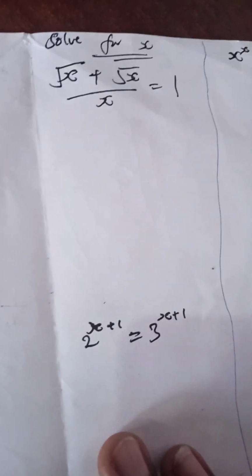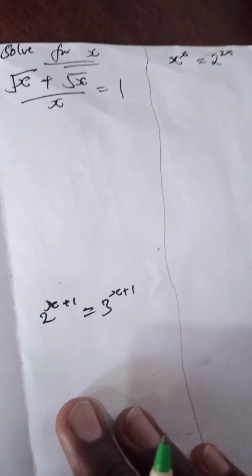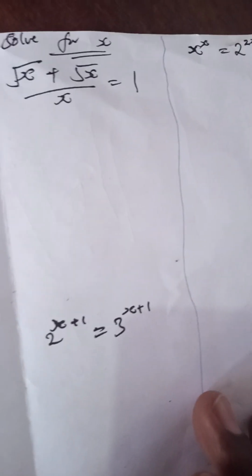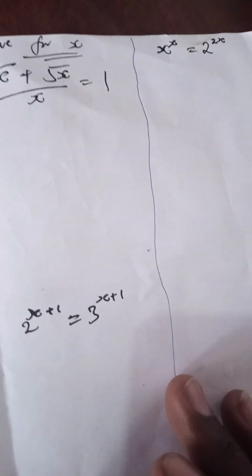So we continue doing, we have another set of problems here, so we're going to solve them. So you have root x plus root x over x is equal to 1. For this one, this is a combination of surd and indices.